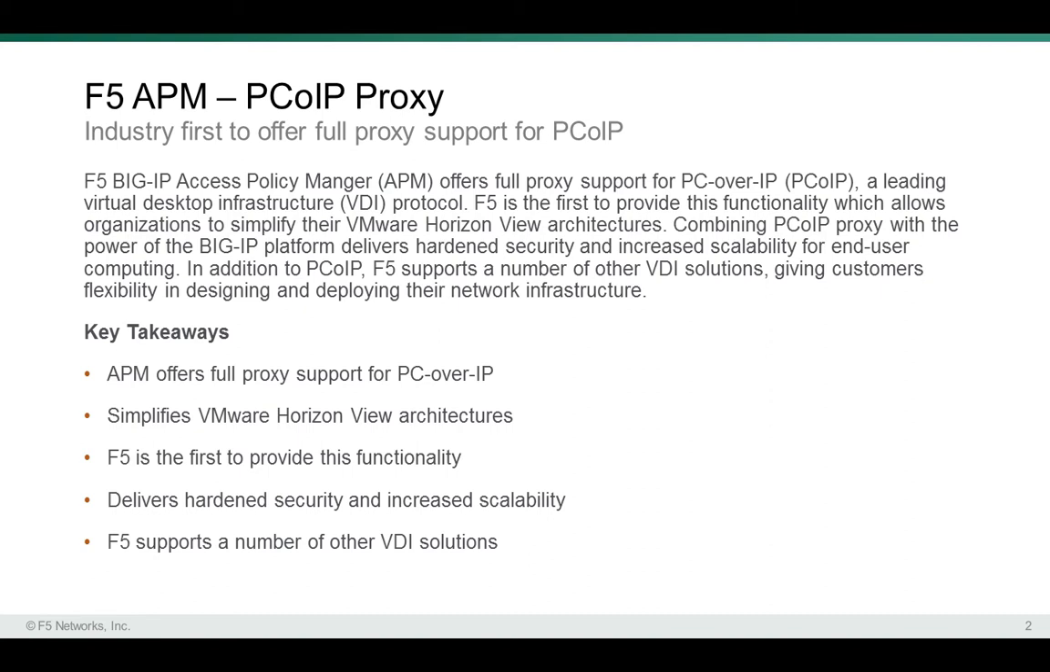So what we've done, and the APM team has done, is provided a full proxy for PC over IP. It's built into the APM product, and what it does is proxies the connection between the client. So what we've always done, so we're a full proxy architecture, takes the client, terminates it on the client side, and then reestablishes a new connection between the BIG-IP and the virtual desktop on the back-end side.